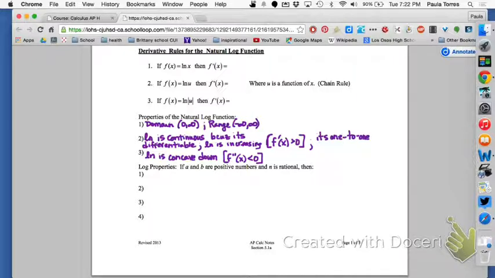These log rules are just reminders from what you've already learned in a previous class. First of all, natural log of 1 is 0. If I have a product of two values, I can split it using my log rules into addition. If I have a quotient, I can split it into subtraction. Remember, the numerator value goes first.